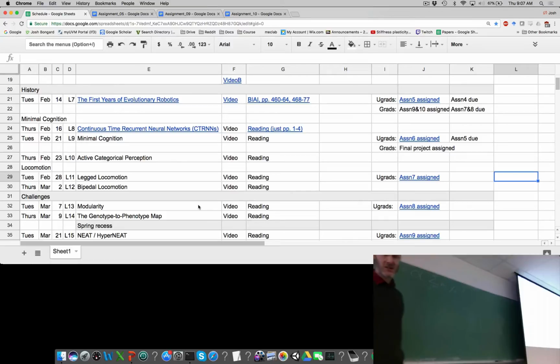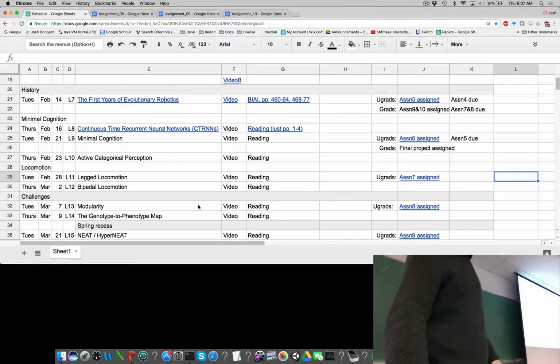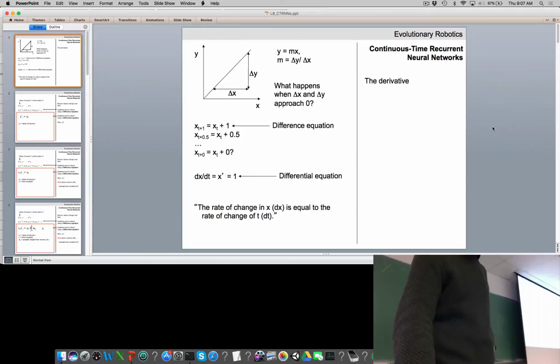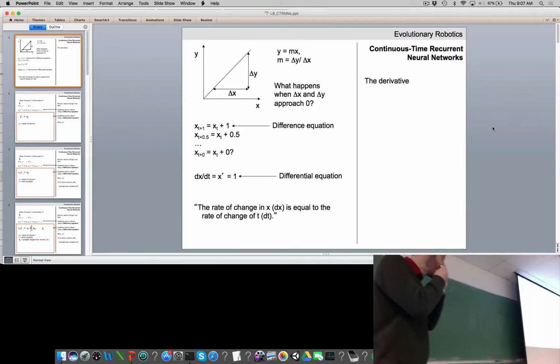That's sort of the simplest possible thing that you can do. We're going to look at CTRNNs today, which are a little bit different, and they're more similar to the neural networks that actually exist in PyroSim. Okay, before we do, and I apologize for this, we're going to recap a little bit of calculus first.